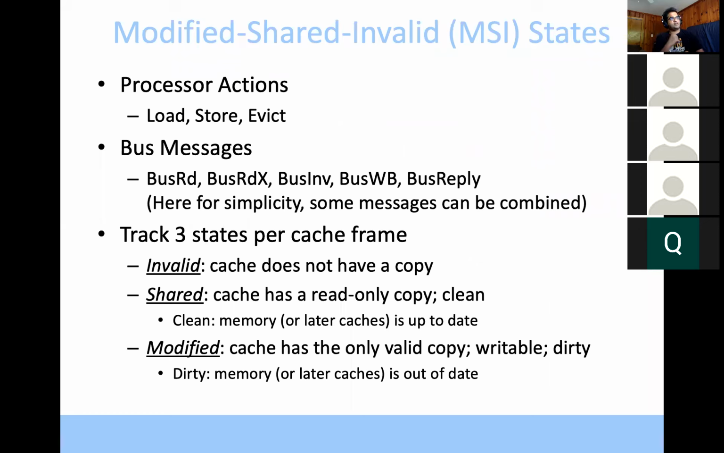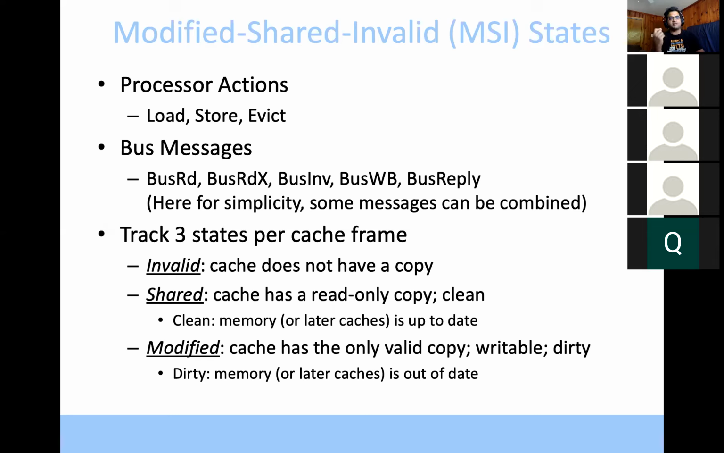So this coherence protocol, the simplest one at least, is called MSI, Modified Shared Invalid. The processor actions tend to be load, store, and evict, right? Bus messages are bus read, bus read exclusive, bus invalidate, bus write back, and reply. Some of these messages can be combined, but we're going to look at them independently. And then there are three states to track per cache frame.